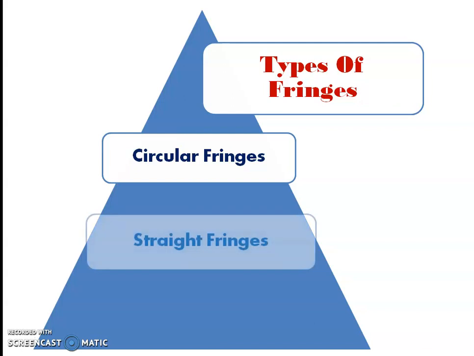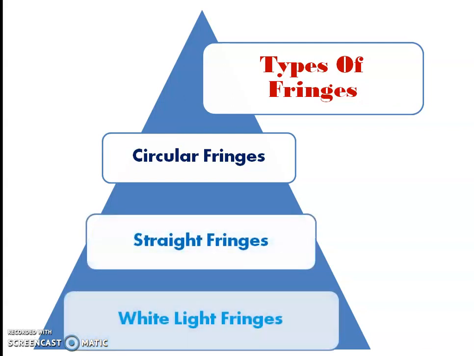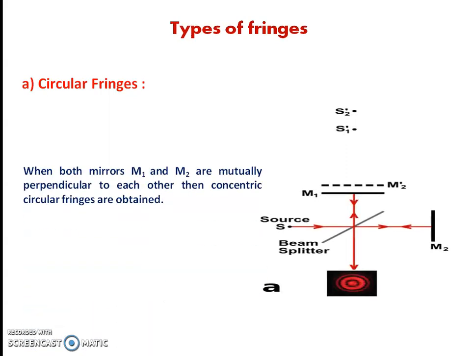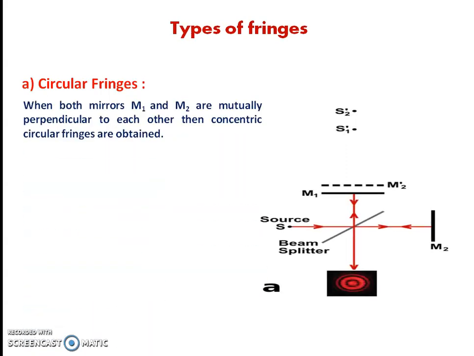Circular fringes are obtained, straight fringes are obtained, and white light fringes are also obtained. Now, let us talk about circular fringes. If you look at this diagram, you will find that there are two mirrors, M1 and M2. When M1 and M2 are mutually perpendicular to each other, then concentric circular fringes are obtained. Only when M1 and M2 are kept mutually perpendicular do we get circular fringes.